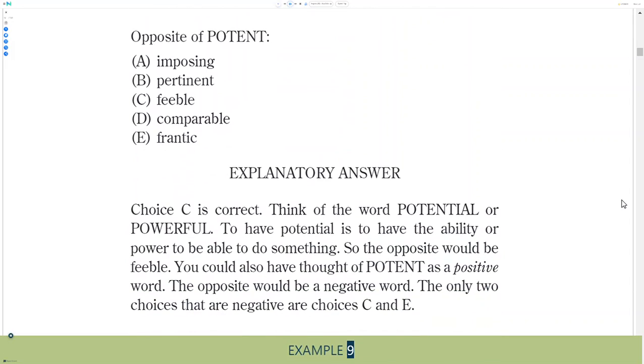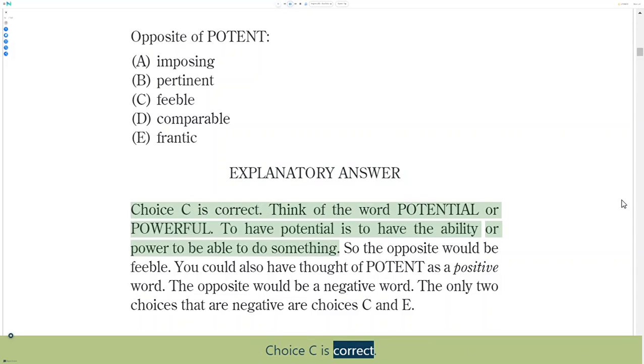Example 9. Opposite of potent. A. Imposing. B. Pertinent. C. Feeble. D. Comparable. E. Frantic. Explanatory answer.